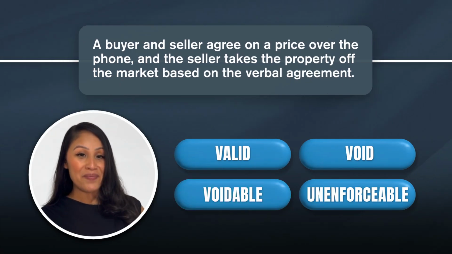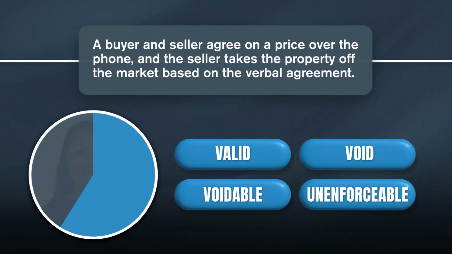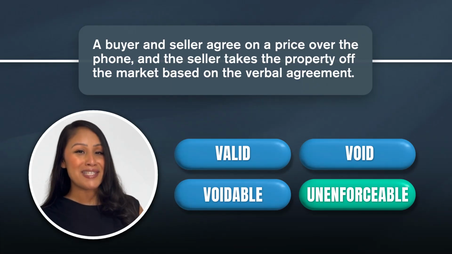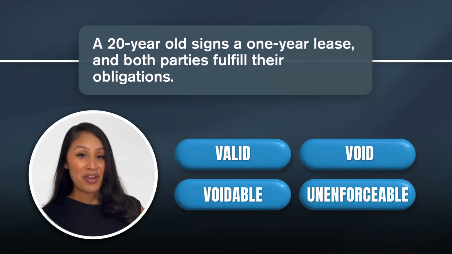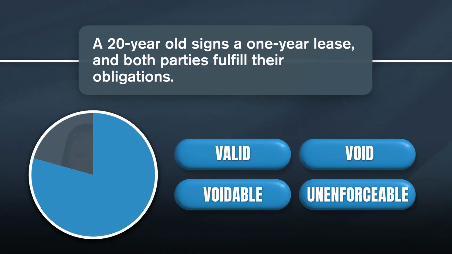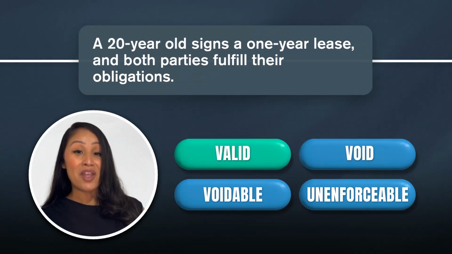Number 2, a buyer and seller agree on a price over the phone, and the seller takes the property off the market based on the verbal agreement. Unenforceable. Real estate contracts must be in writing under the statute of frauds. Number 3, a 20-year-old signs a 1-year lease and both parties fulfill their obligations. Valid. All 4 contract essentials are present.